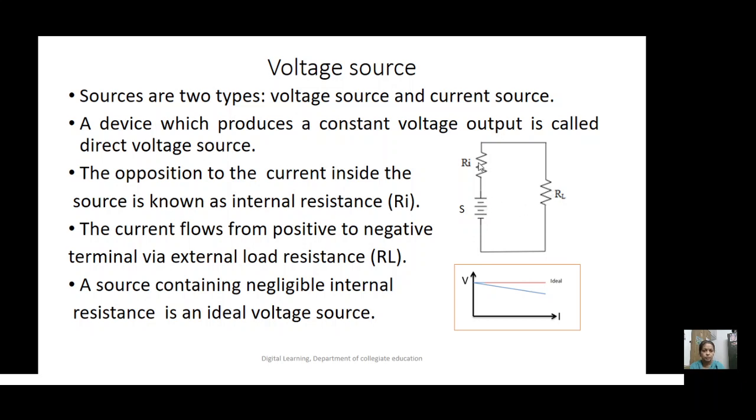But practically, sources will have some very small internal resistance. So there will be a drop across the small internal resistance. Hence the output voltage will not be strictly constant like this. It will be slightly decreasing. As the resistance changes, the current through the resistance will slightly change because of the internal resistance. There is a drop across Ri and a drop across RL. So if RL changes, the drop across RL will change. So the current slightly changes and the voltage changes. Voltage will not be strictly constant in the case of a practical source, whereas voltage is constant in the case of an ideal source.